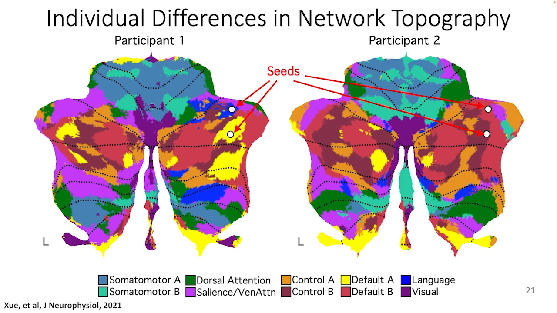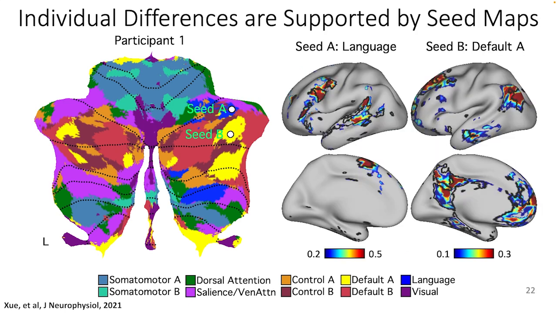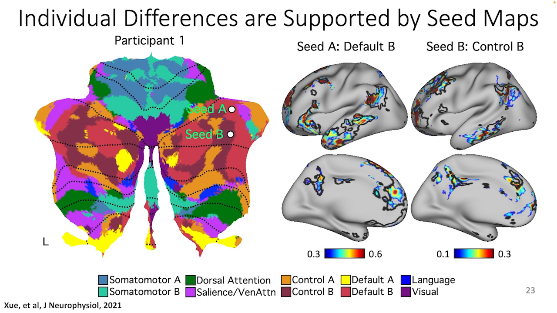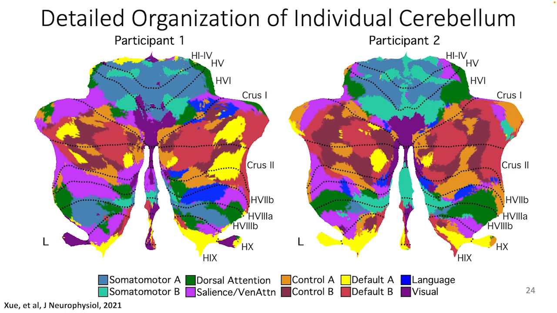To examine these individual differences, we use seed-based analysis, placing seeds at the same MNI coordinates for both participants. And now I'm showing the functional connectivity patterns on the cerebral cortex, with the black lines marking the boundaries of the corresponding cortical networks. We can see that the seed map aligns well with the cortical networks. In participant 2, the functional connectivity maps are very different from participant 1. Therefore, the differences in network topography are the results of distinct functional connectivity patterns rather than our parcellation algorithm.